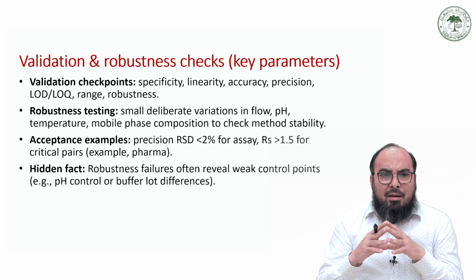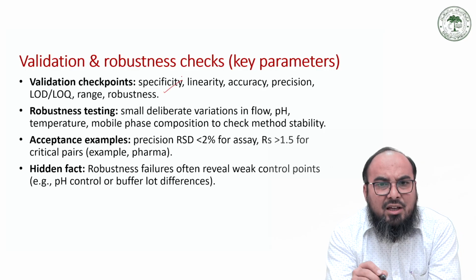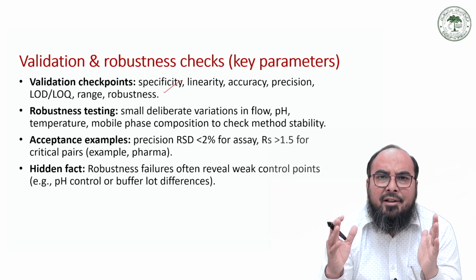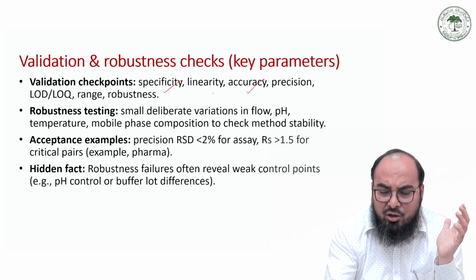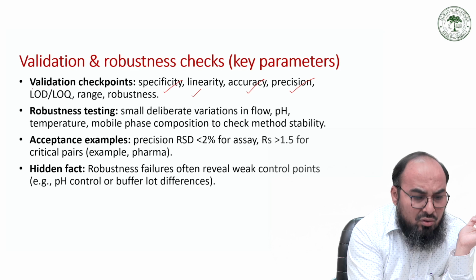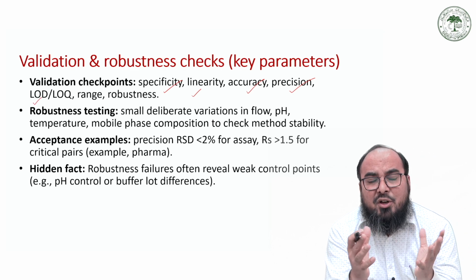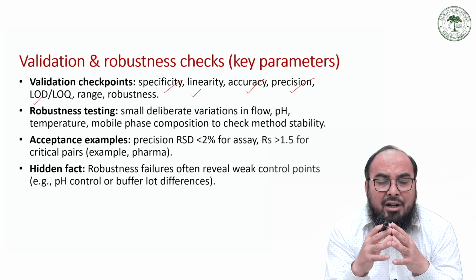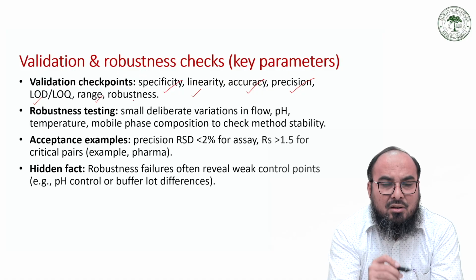So what are the key parameters? Initially, you have to have specificity, you have to have linearity, that is, how linearly your detector is generating the response. It must be as large as possible. Similarly, how accurate your results are and how precise they are. You have to check for LOD, limit of detection, and also the limit of quantification, that is, how much you can actually read. What is the least amount which you can read from your equipment, from your instrument. Similarly, the range, the robustness.